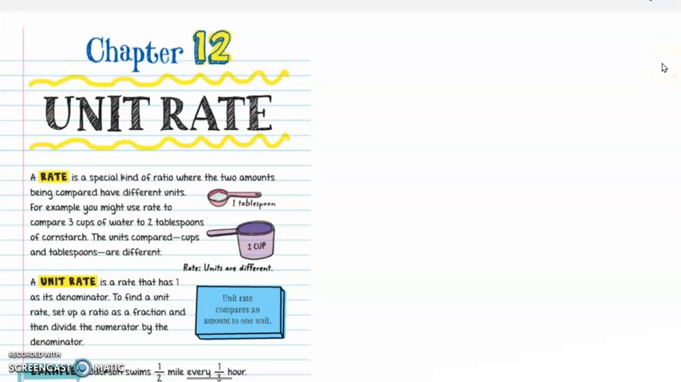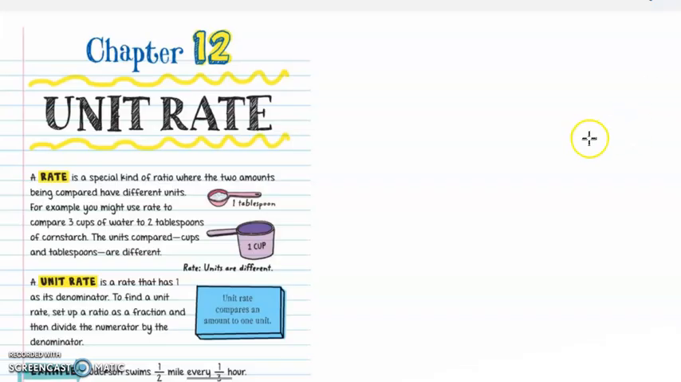So today we're talking about unit rates. And a unit rate is just a special kind of a rate. Now, what do I mean when I say that? Well, a rate, as is given in your description here, is a special kind of ratio where the two amounts being compared have different units. For example, you might use a rate to compare 3 cups of water to 2 tablespoons of cornstarch, if you're making a recipe, right? We have cups of water, tablespoons of cornstarch. The units that we're comparing are different, cups and tablespoons.